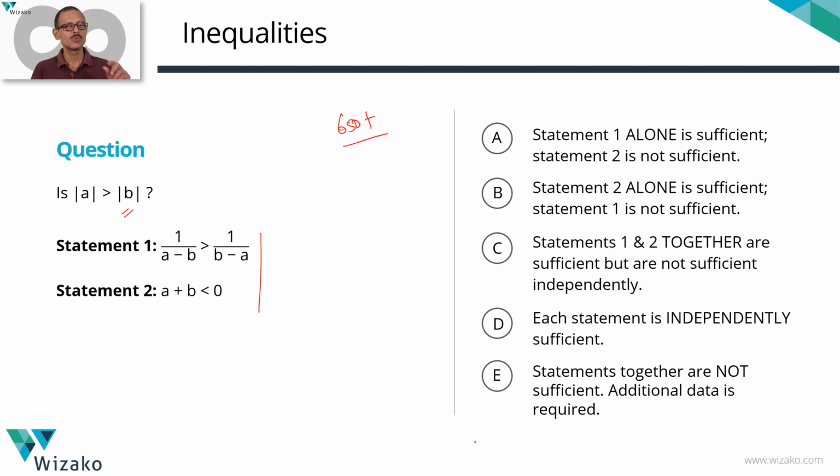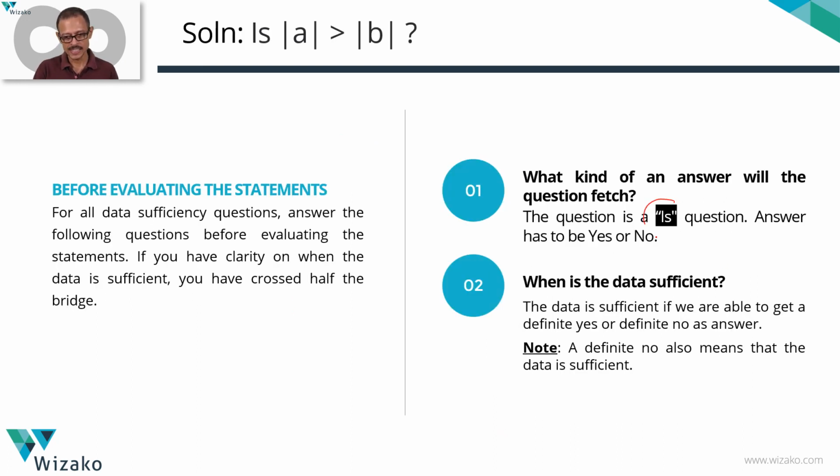Let's understand what kind of question it is, what kind of answer, when the data is sufficient, and when it is not sufficient. It's an is question, therefore the answer to any be-verb question is going to be a yes or a no. The data is sufficient if you get a definite yes, or a definite no. A definite yes means the data is sufficient. A definite no also means that the data is sufficient.